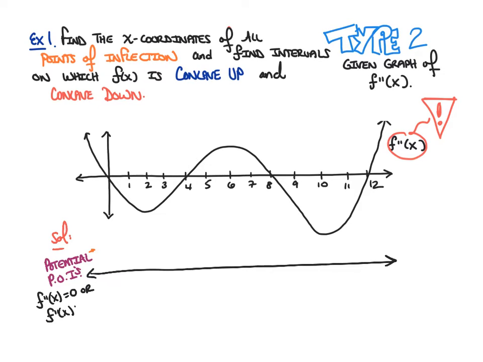does not exist. And guess what? We're looking at the graph of the second derivative. So that's awesome. We have that it's 0 at 0, so there's one potential POI. I have that it's 0 at 4, at 8, and at 12. So that's when my second derivative is 0. And those are all of my potential points of inflection. Okay. Now let me zoom up here.